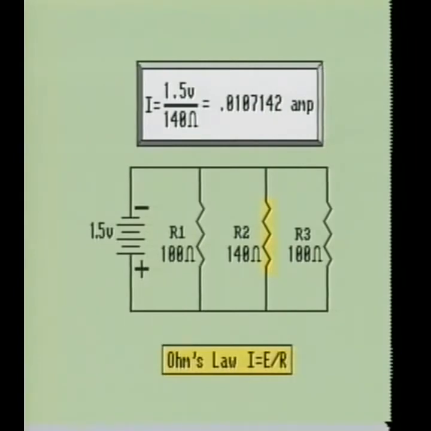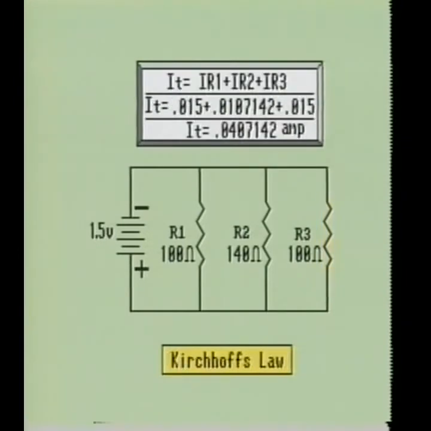We will now calculate the current flow through the third branch of our circuit. Once again, we divide the resistance into the voltage. The net result shows that there is 15 milliamps flowing through the third branch of the circuit. Now we know the value of current flowing through each of the branches in the parallel circuit. We can use Kirchhoff's current law to calculate the total current flow of the circuit. When we add the 3 branches together, we get a total current flow of approximately 41 milliamps.